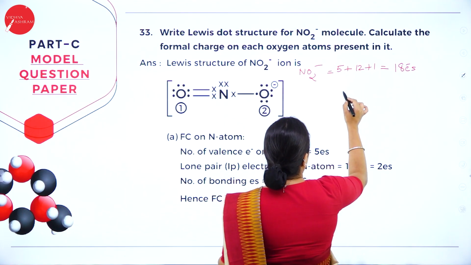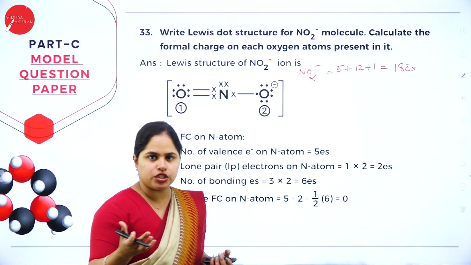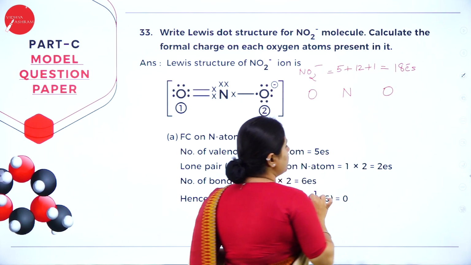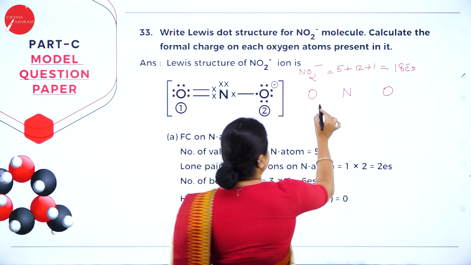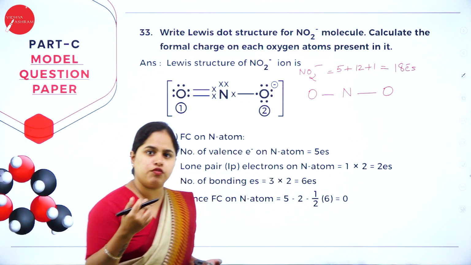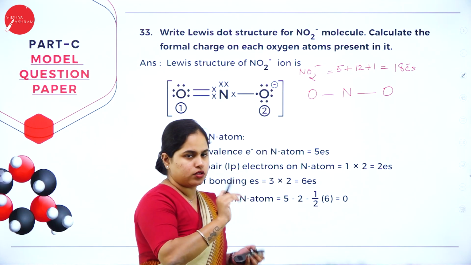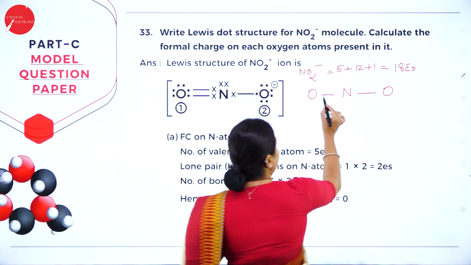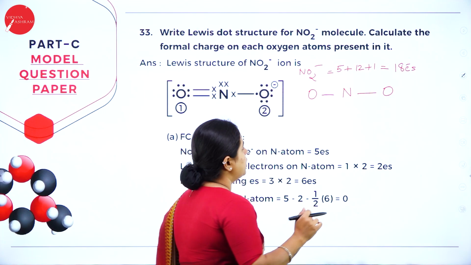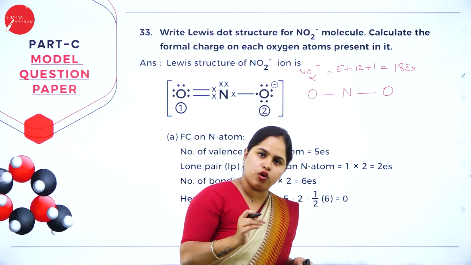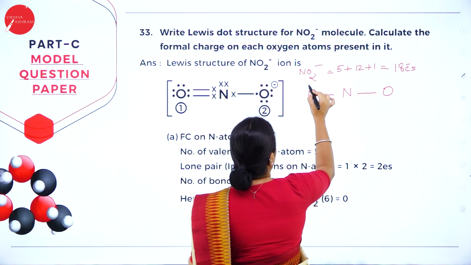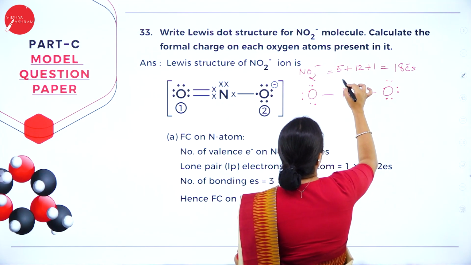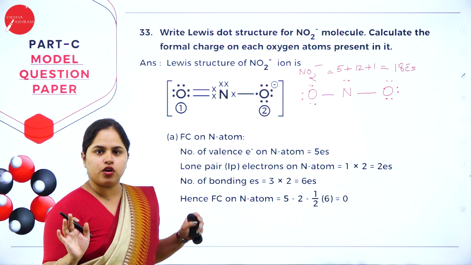Now nitrogen will be the central atom. So we write nitrogen in the center, 1 oxygen here, 1 oxygen here, and then we put single bonds, 1 single bond here, 1 single bond here. That means already 4 electrons have been taken from the 18 electrons. So 4 used means I still have 14 to fill. So 1, 2, 3, 4, 5, 6, 7, 8, 9, 10, 11, 12, 13 and 14. Okay, so 14 electrons are completely filled.